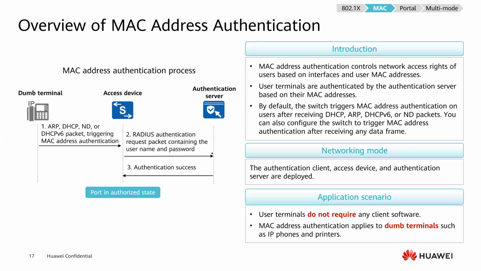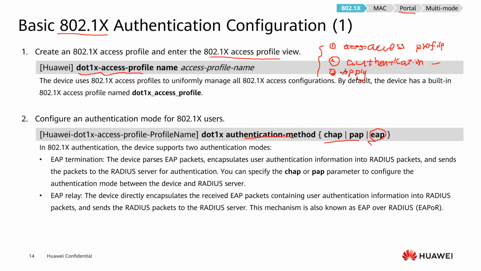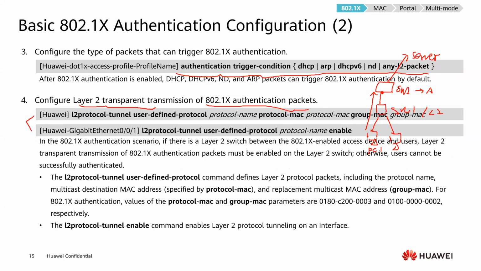Okay, this is the whole process for the 802.1x authentication, and of these three kinds of authentication technology, we only introduce the access profile command first, and in the next slide we will introduce another two-step configuration command.